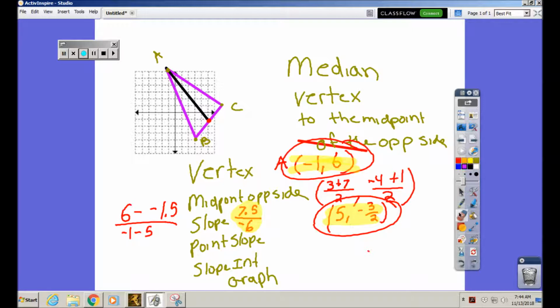Okay, so I want to clean some of this up a little bit because this is really messy.